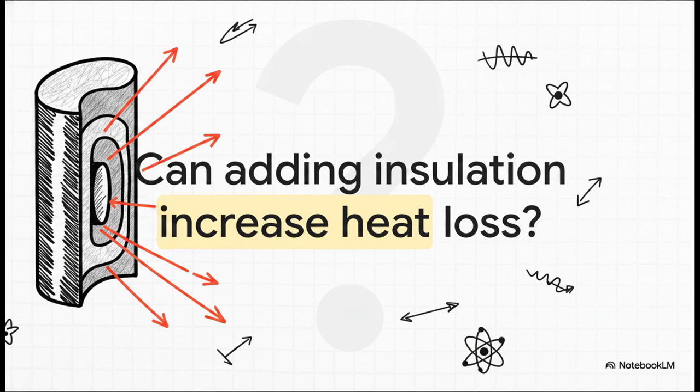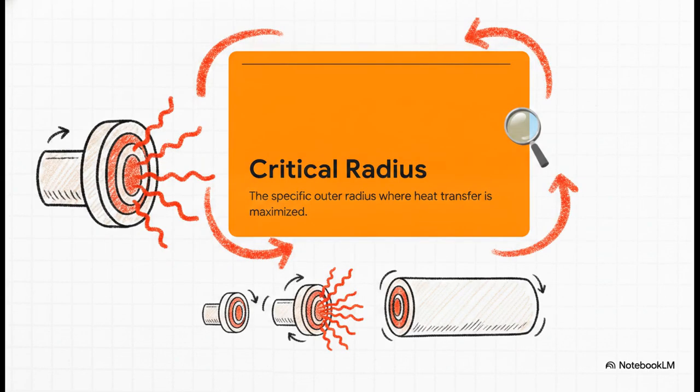Can adding insulation actually increase heat loss? Up until now, the rule has been pretty simple, right? Add material, add resistance, and you drop the heat transfer. But nature has a really fascinating exception when we're dealing with cylinders. The answer lies in a completely counterintuitive concept called the critical radius of insulation. This is a specific outer radius where heat transfer is actually at its absolute maximum. If your pipe's outer radius is below this critical value, adding insulation will actually increase your heat loss.